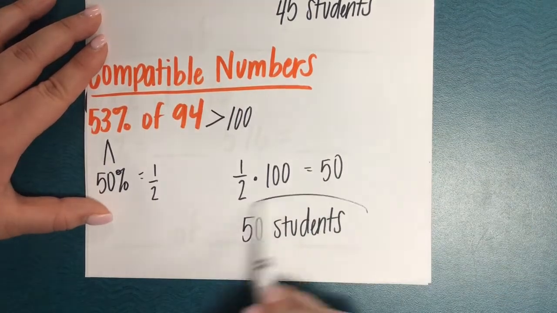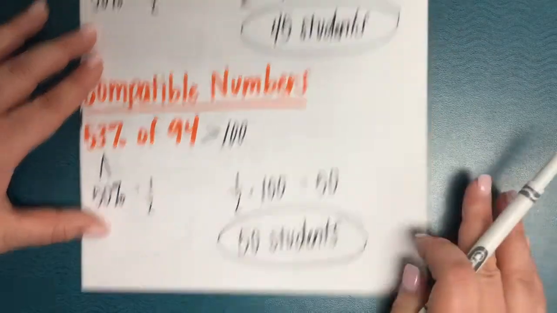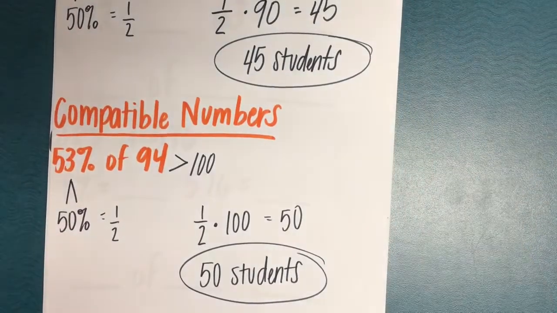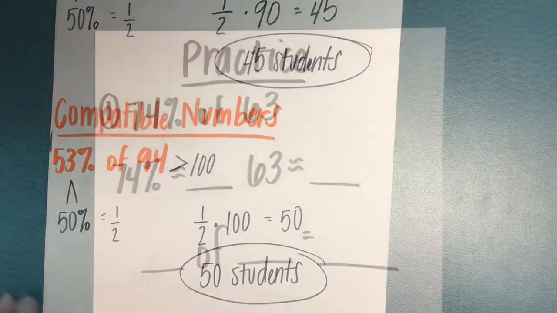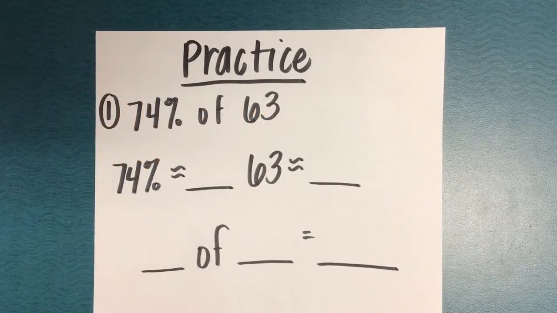When estimating, sometimes we might get different answers, and that's okay. 45 and 50 are both very good estimates for the number of students who plan to get a summer job. Even you might get a different answer than the person next to you. It just depends. So here is a practice problem.